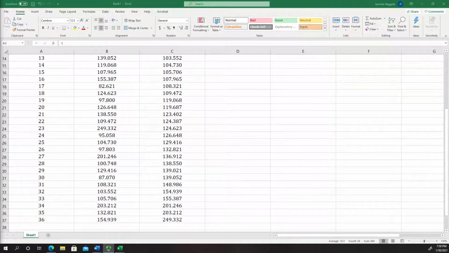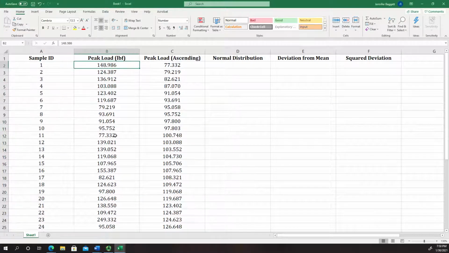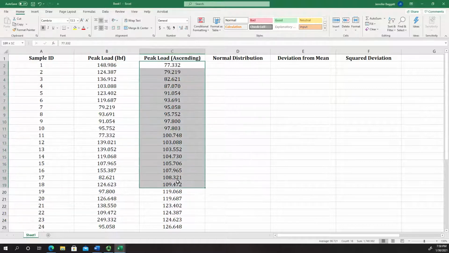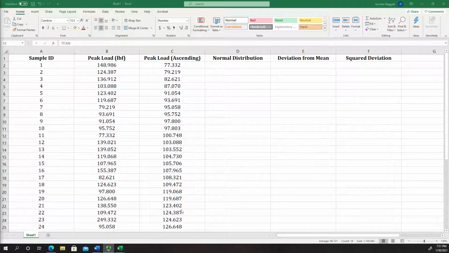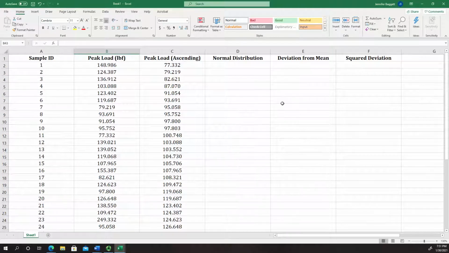So with these 36 cans that were tested, we have our peak load measurement that was found for each of those cans, and those same values ordered from smallest value to largest value. So once we have those values, we have everything we need in order to evaluate our data set for the items in our lab handout. So the first thing that we want to calculate is our average.